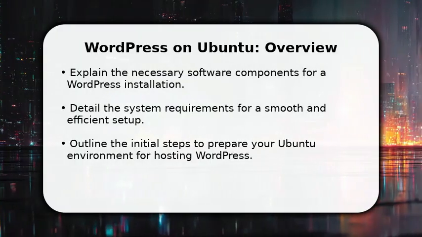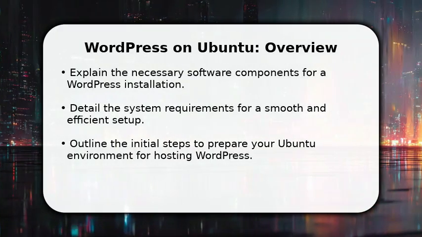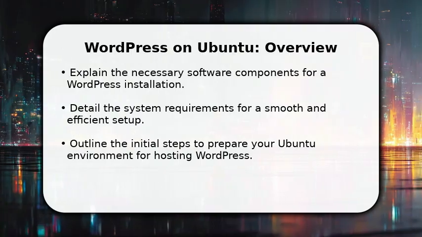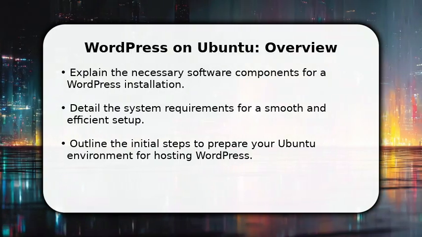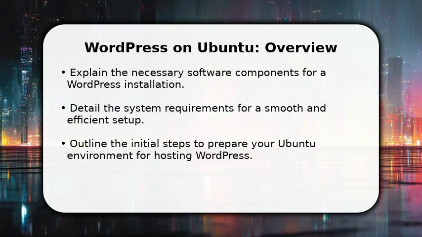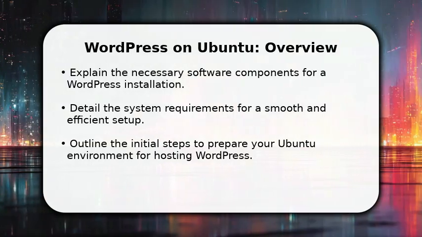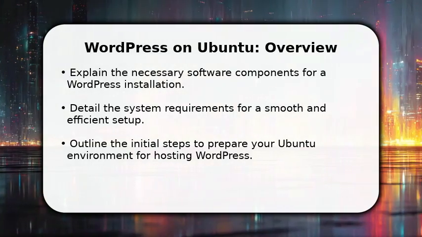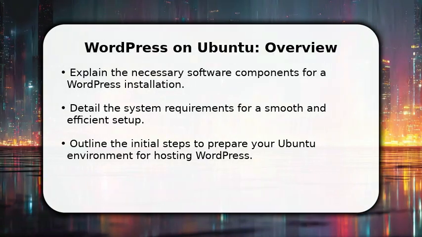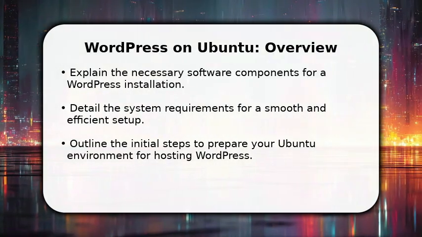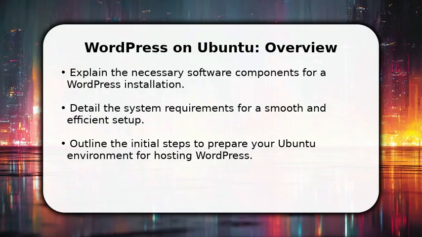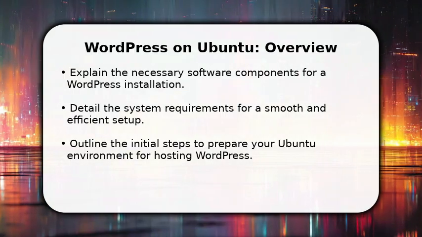In this video, I will explain how to use WordPress in Ubuntu. We'll begin by understanding the essential software components you'll need, primarily the LAMP stack: Linux, Apache, MySQL, and PHP. I'll then detail the system requirements, ensuring your Ubuntu machine has sufficient resources, typically at least 1 GB of RAM and 10 GB of storage.